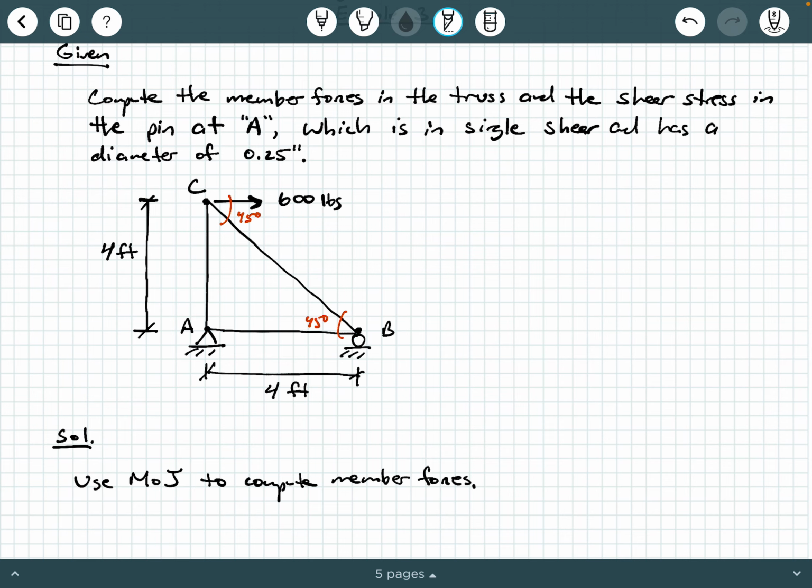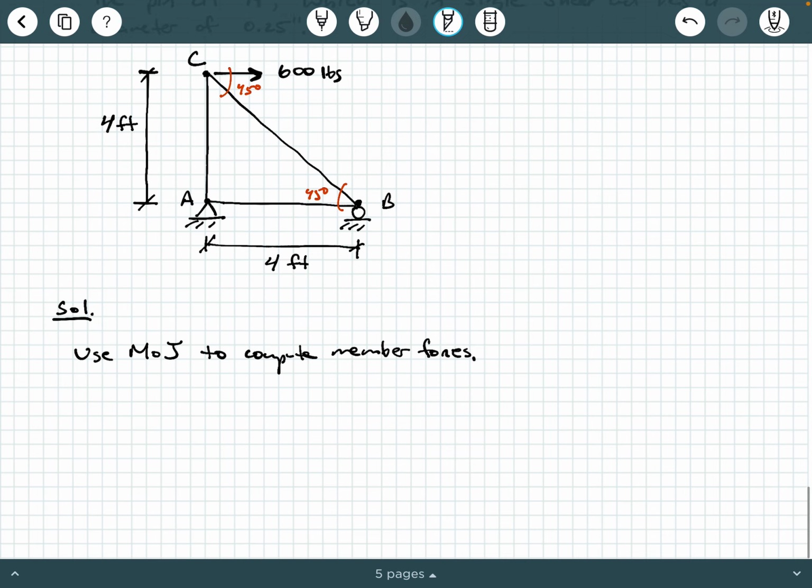Now, if you remember from method of joints, what you could do is you could solve for these external reactions. You can get AY and AX, and you could get BY, then you would have enough information to start at either A or B. But the great thing about method of joints is that we can start at a joint that is not a reaction, in this case joint C, because we have 1 known force and we have at most 2 unknown forces here. So let's go ahead and do that then.